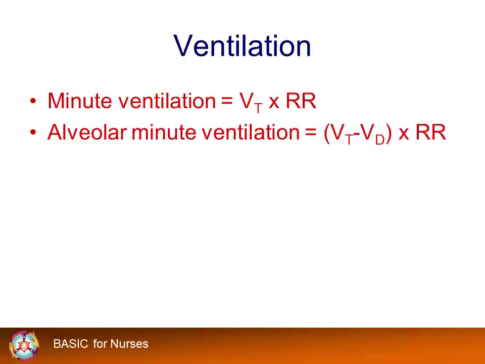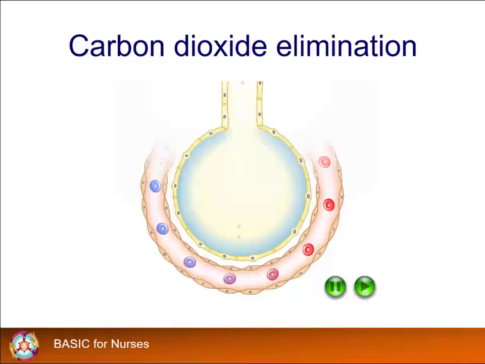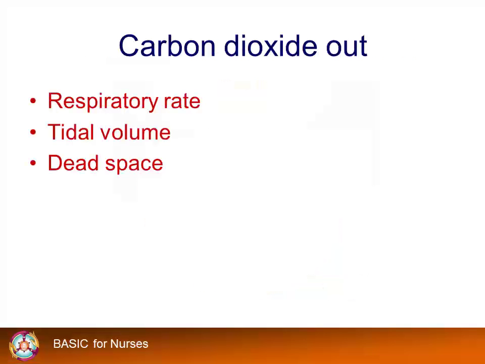Thus, the ventilation per minute of perfused alveoli, which is known as the alveolar ventilation, is the tidal volume minus the dead space, multiplied by the respiratory rate. Carbon dioxide passes easily from the blood to the alveoli, so the major determinant of removal is the rate at which it is removed from the alveoli, and this is dependent on alveolar ventilation. Thus, carbon dioxide elimination is dependent on the respiratory rate, tidal volume, and the dead space.